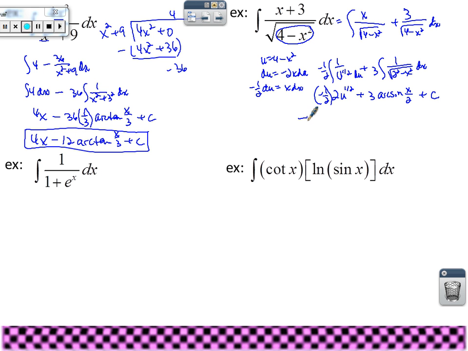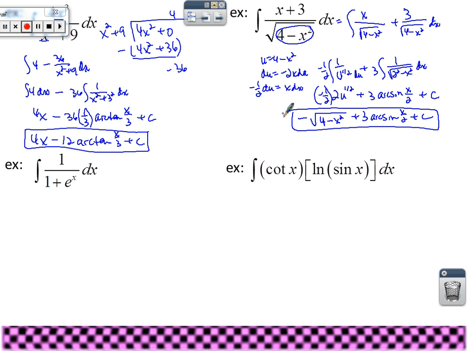So cleaning it up a bit, putting the u back in, that gives me a negative... let's see, my u is, what is that? 4 minus x squared, plus 3 arcsine x over 2 plus c. And that's our second one. How's that one? We okay? Yes. You okay? Okay. So we okay so far? All right. Let's go to the third one.